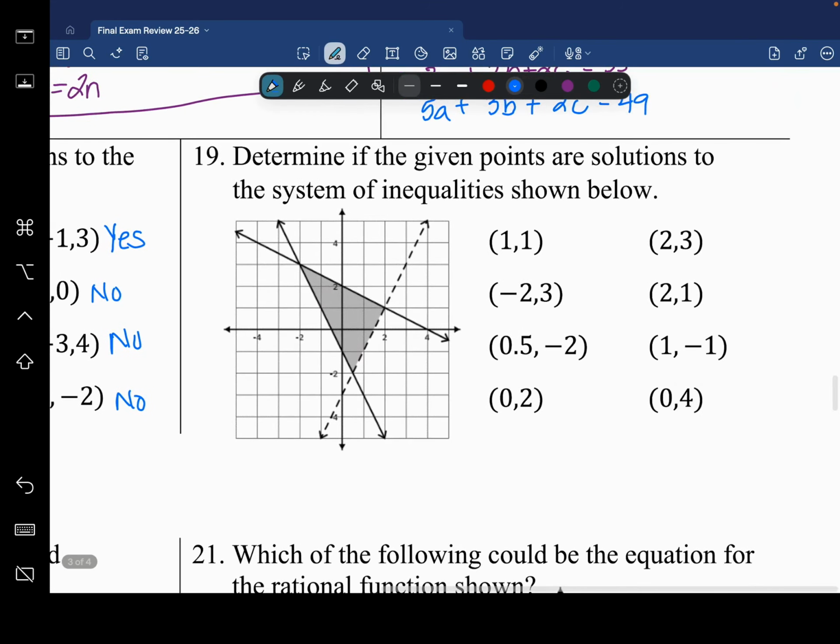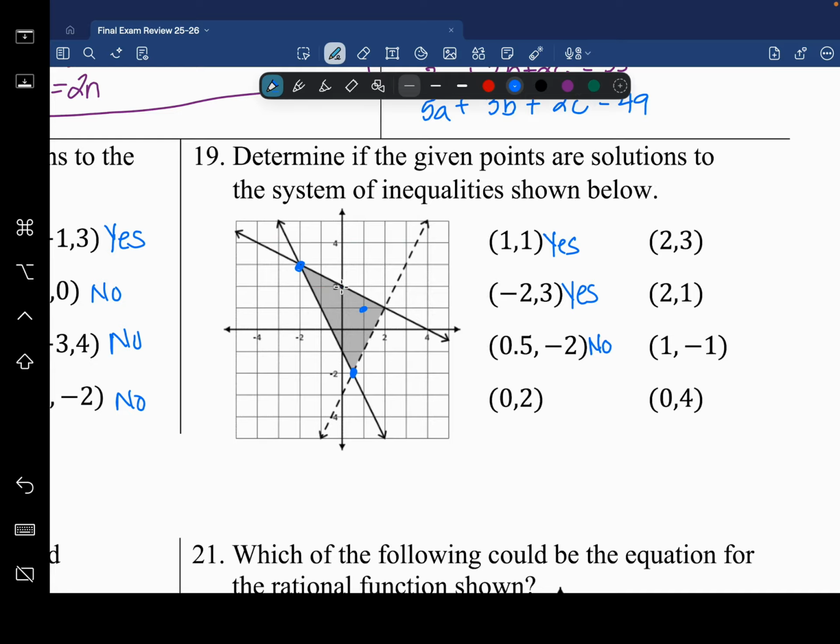19, same idea. So 1, 1, right 1, up 1, in the shade, definite yes. Negative 2, 3, so left 2, up 3. It is on the boundary of the shade, and it's on 2 solid lines. That makes it a yes. Over a half and down 2, over a half, so it's about right here. And again, because it falls on that dashed line, automatic no.